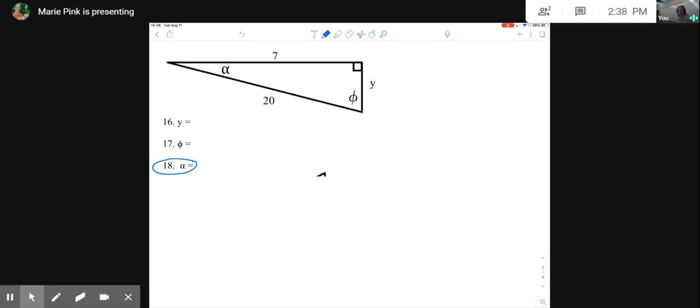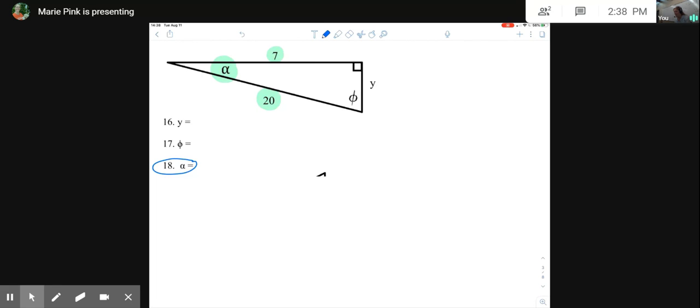Alrighty, so we're going to go on to number 18. In number 18, we're trying to find another angle. We are trying to find alpha, and alpha is kind of like an A, that's why it's called alpha. It's the Greek letter alpha. And I'm going to need to use these two numbers, 7 and 20. So in physics, as I've said before, you have to use those two numbers to solve for all the rest of the variables. So we're going to do just that.